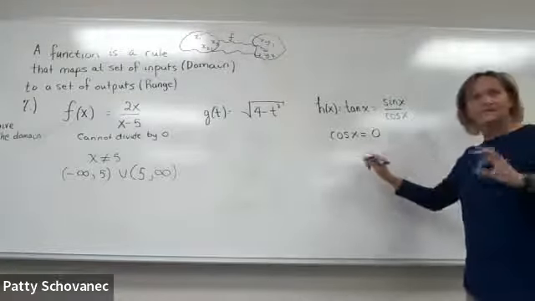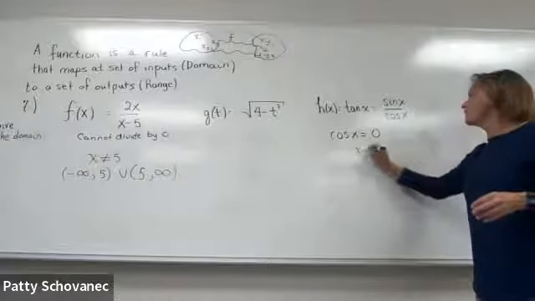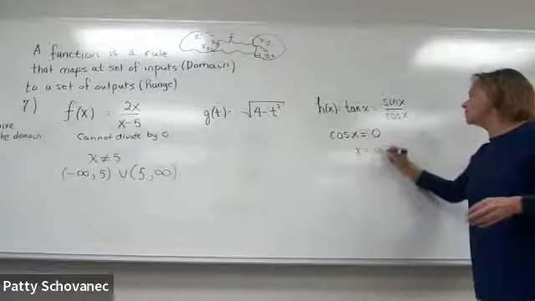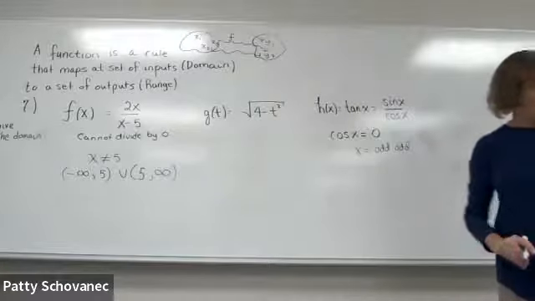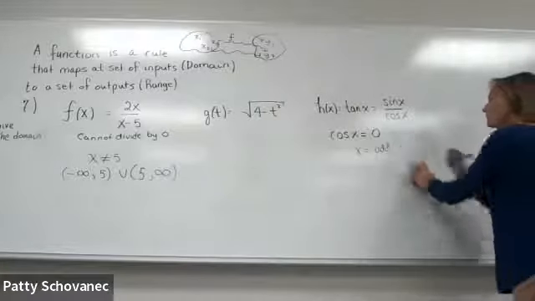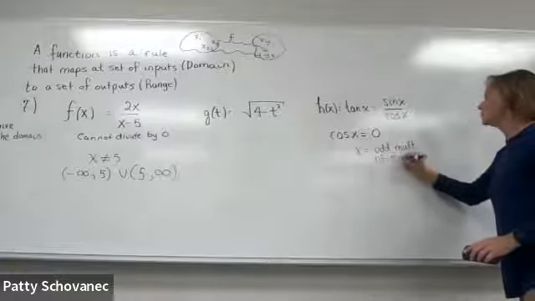So we're going to say x cannot be, so cosine of x is 0 when x is any odd multiple of pi over 2.